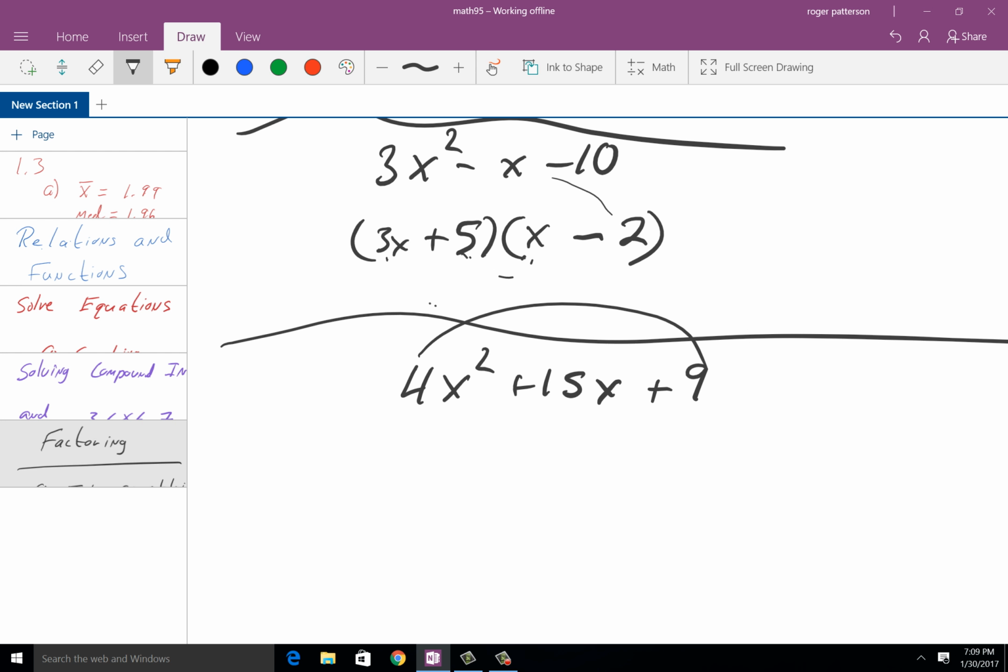AC method, so that's going to be 36. Plus or minus, what would that be? Plus. So we got to find factors of 36. And the AC method is good too, except if you get a number like 288, you're going to have a lot of factors. 4 and 9, 1 and 36, 2 and 18, 3 and 12. Did we find it yet?